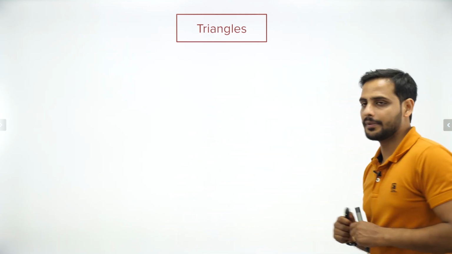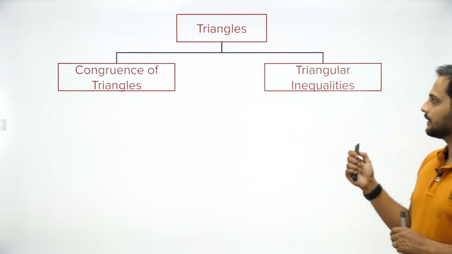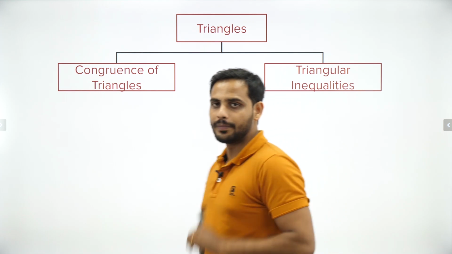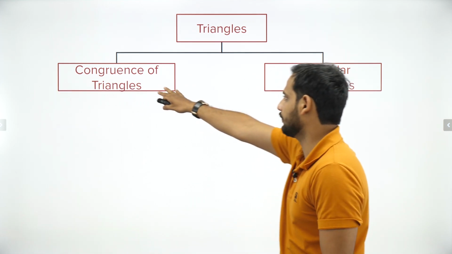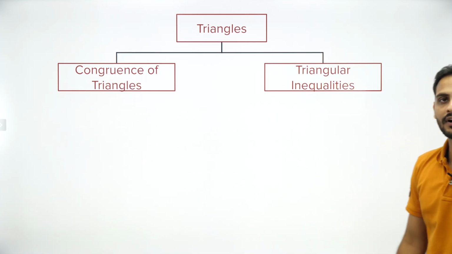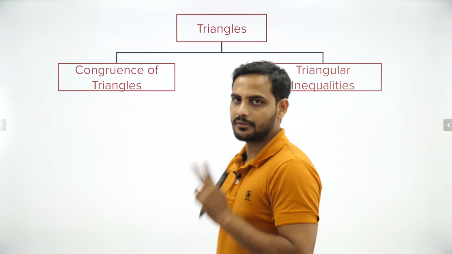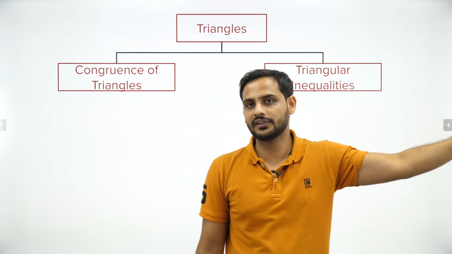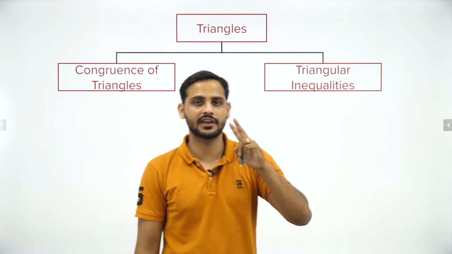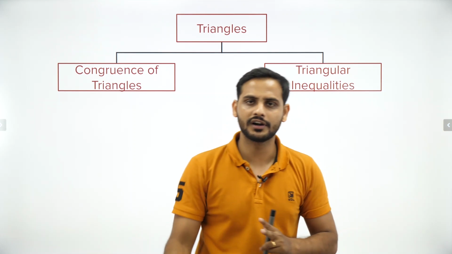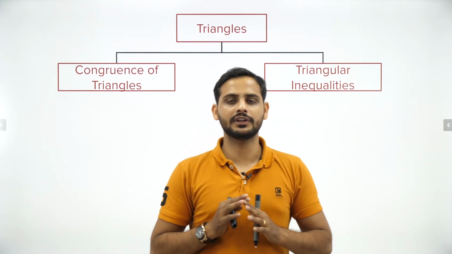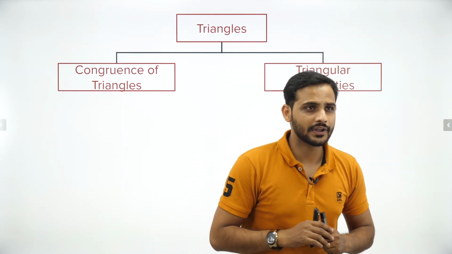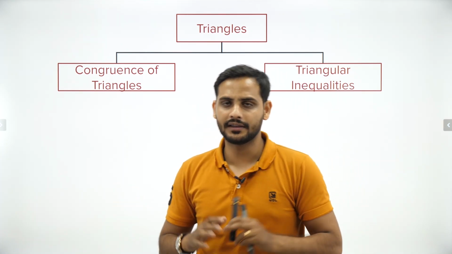So the triangles topic. First I'll say there are 2 parts in this topic, majorly 2 parts, nothing much. One is congruence of triangles and one is triangle inequalities. Majorly 2 types of problems are there. I'm not talking about the basics which we already know. Triangle sum property and the exterior angle theorem, we are already done with those. We have done this in grade 9 also in the lines and angles topic. So that part is done.